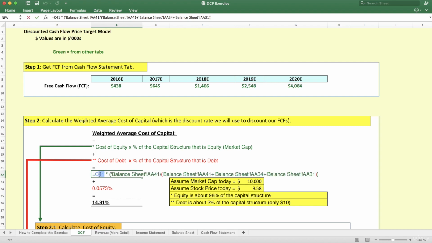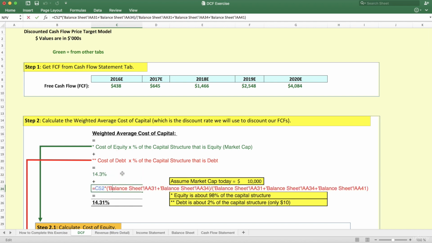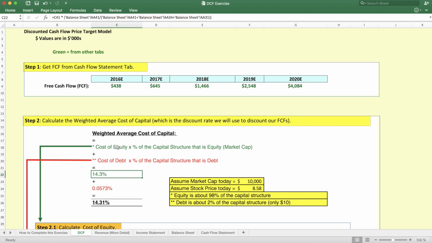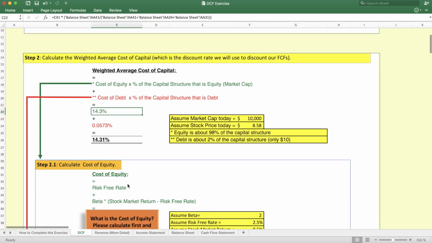All right, so we take C41. That's our cost of equity, right? And then our cost of debt's from below as well. So let's start with equity. What is that cost of equity there? C41. Well, how do we calculate the cost of equity?